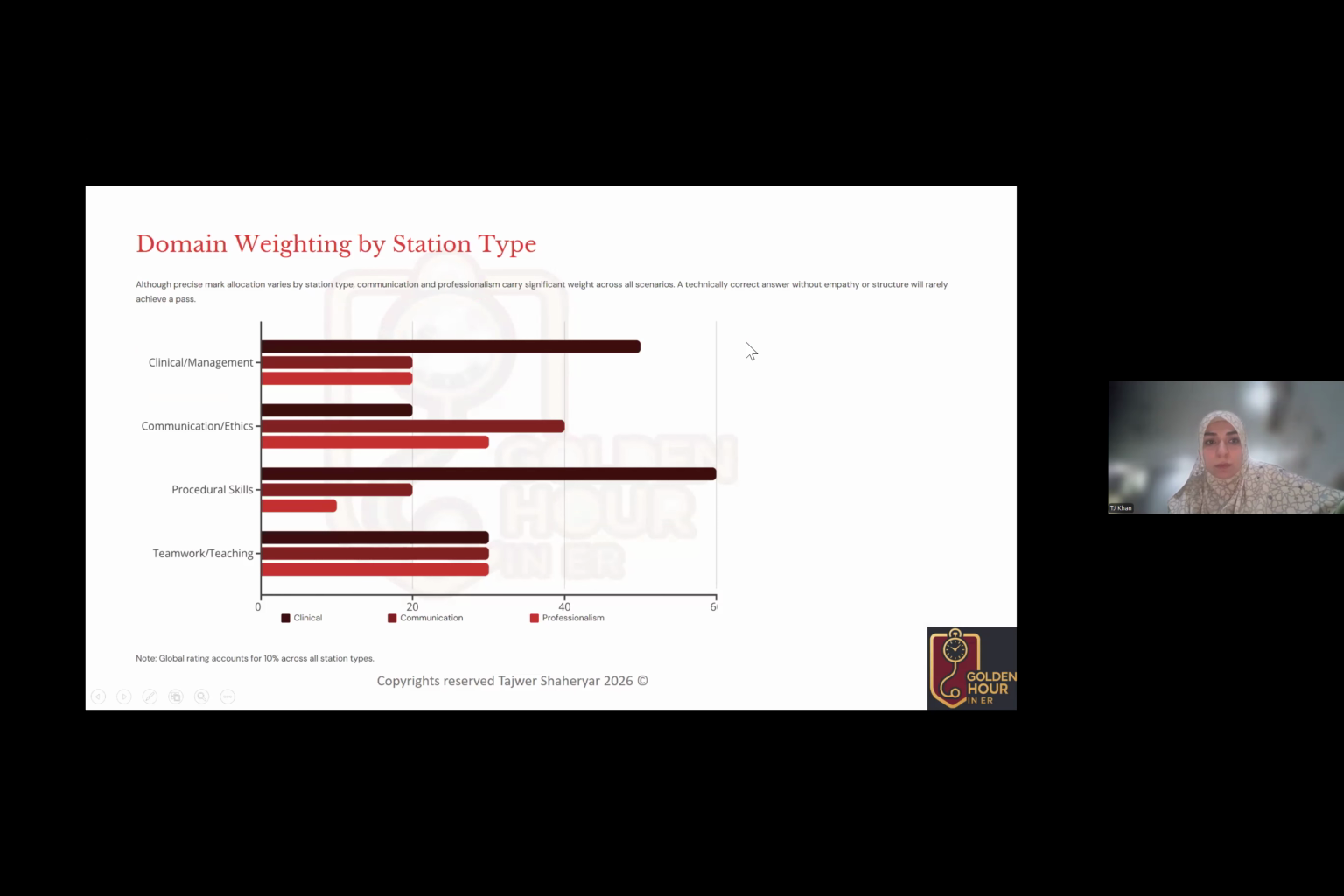So again, weightage by station. If you see clinical management, you will see here clinical, communication, professionalism. And if you note, communication and professionalism is in all these stations. Okay, you can't get rid of it.